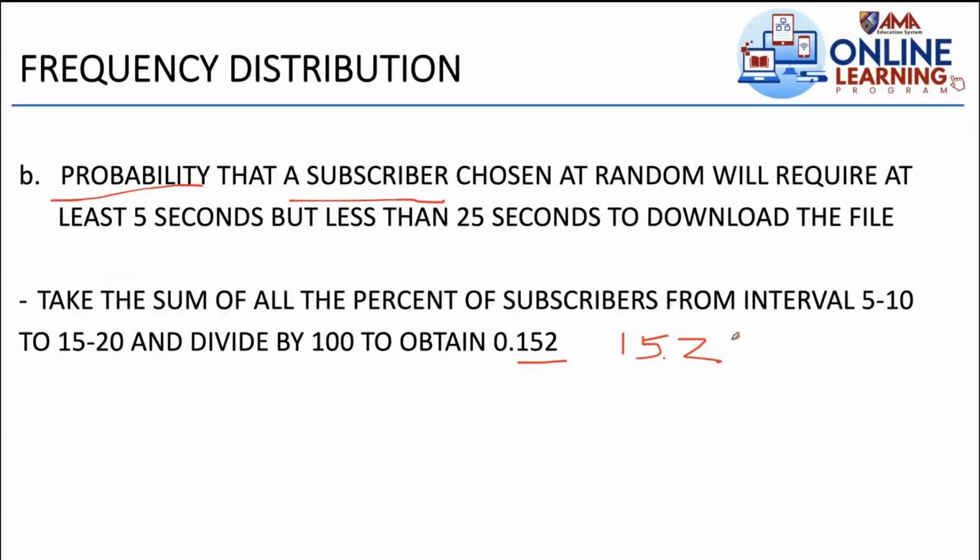15.2%. But again, since we're talking not of the 15.2% of the 1,000, instead, the probability that it is a subscriber. And that probability is 0.152. So if you are a subscriber, the probability that you, chosen at random, will require at least 5 seconds but less than 25 seconds to download the file is 0.152. So, less than 1. I believe you understand that.